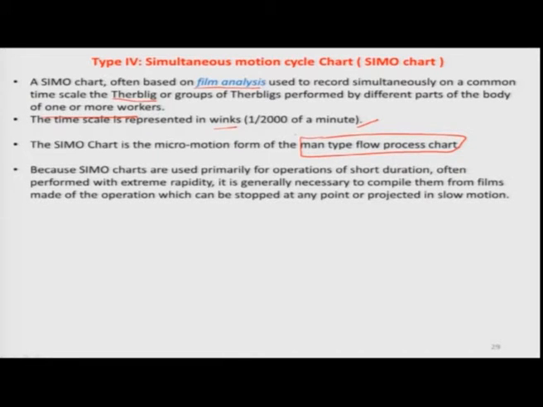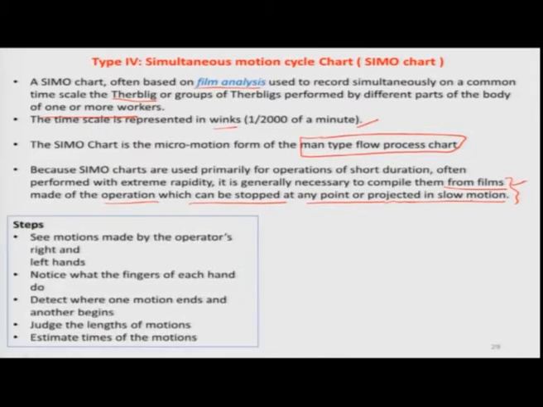Because SIMO charts are used primarily for operations of short duration, often performed with extreme rapidity, it is generally necessary to compile them from films made of the operation, which can be stopped at any point or projected in slow motion. So if you are doing film analysis, you can stop your recording any time, and also if you want to analyze in detail, you can slow down your video so that you can analyze your operation in more detail.